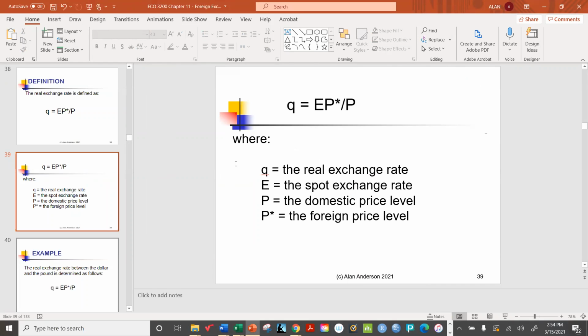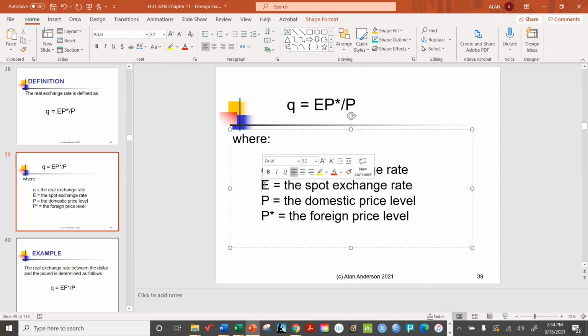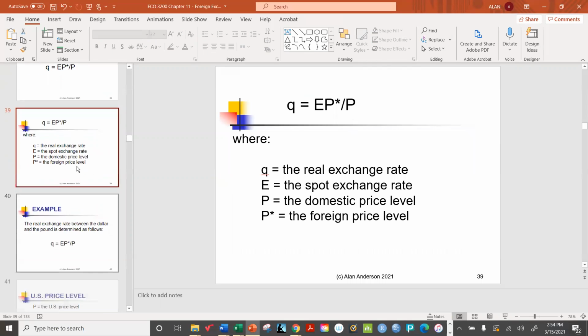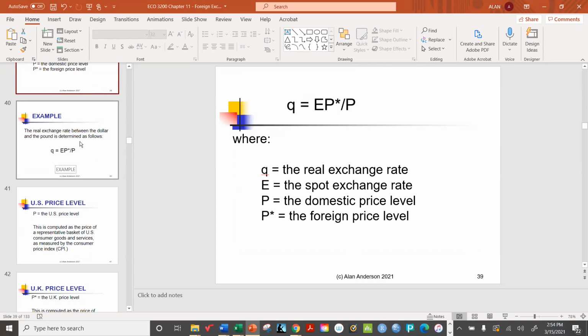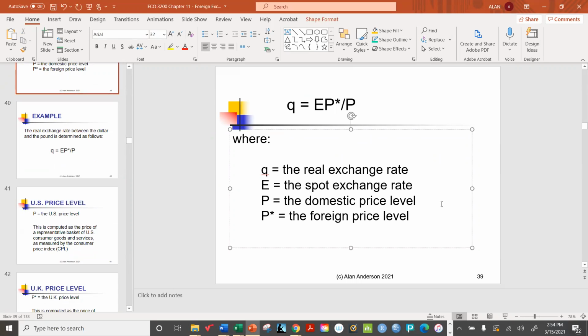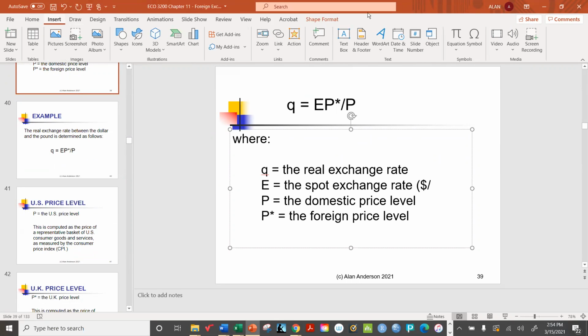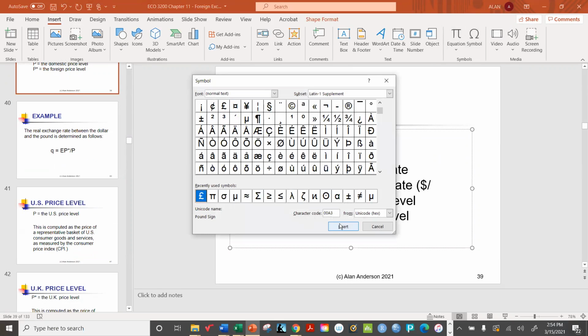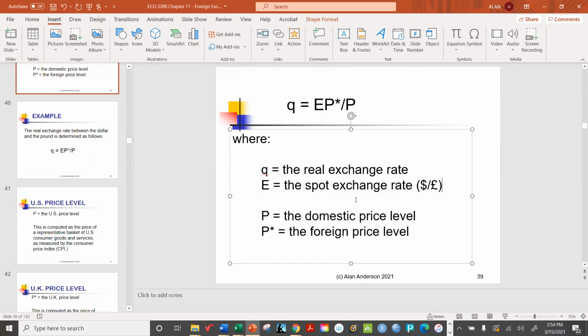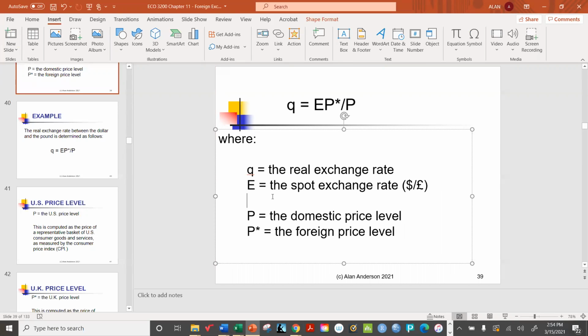There we go. So Q is the real exchange rate. E will be defined as the spot exchange rate. P will be the domestic price level. And P star will be the foreign price level. All right. So let's assume that we're dealing with the dollar and the pound. And so if that's the case, then remember the spot exchange rate would be dollars per pound. And then the P would be the CPI in the United States.